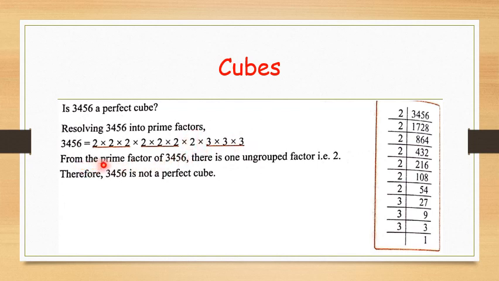So from the prime factors of 3456, there is one ungrouped factor, that is 2. Therefore 3456 is not a perfect cube. Since there is one unpaired 2, an ungrouped prime factor, it is not a perfect cube. Okay.